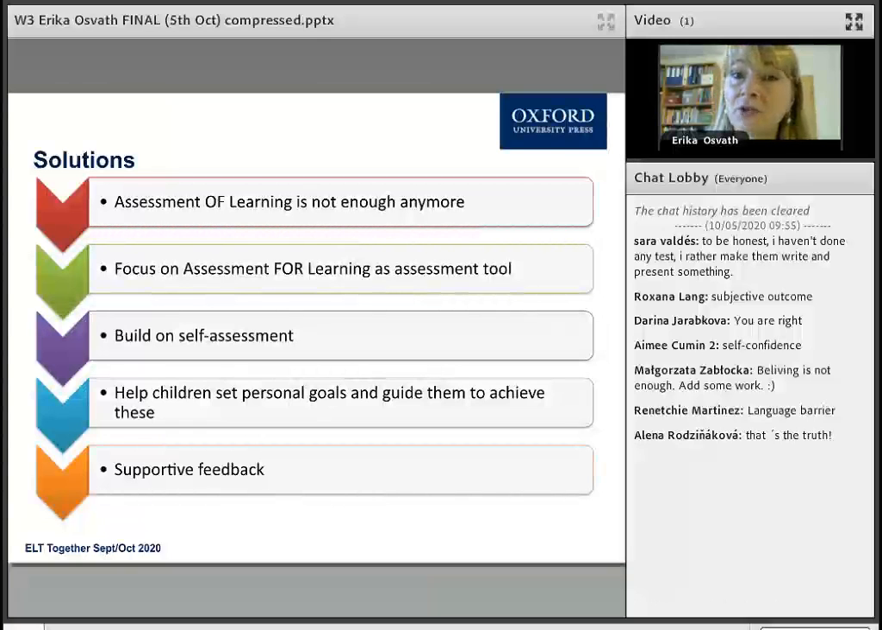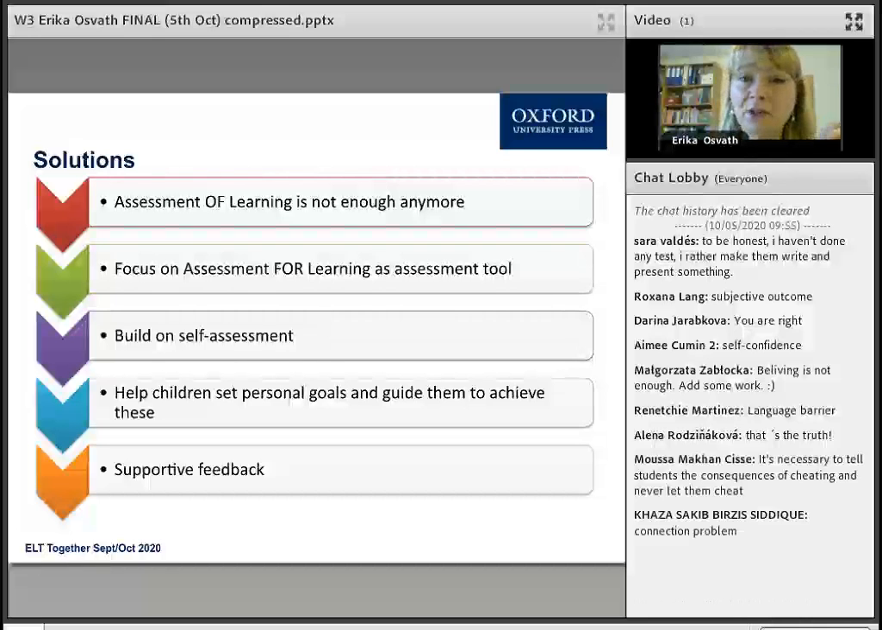So let's look at some solutions. What can we do, especially in the online environment? As you said, copy paste is a problem, cheating is a problem. So it seems that assessment of learning, where we test students and we give them tests and they can copy paste answers, is not enough anymore. It may lead to unreliable results. So we need to focus on assessment for learning as an assessment tool a lot more. And we'll look at what this is briefly in a few minutes.